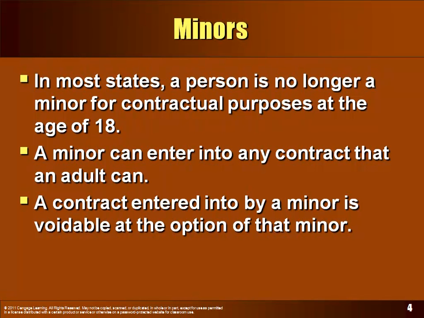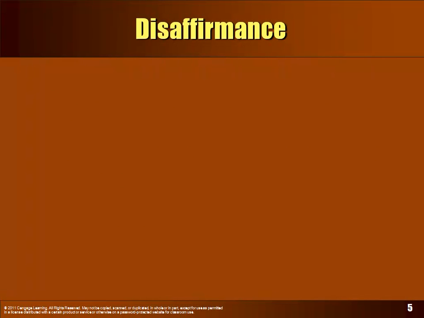Back to our point here. So it says on the last bullet, a contract entered into by a minor that they can enter into, that's lawful for them to enter into, is voidable at the option of that minor, not the adult. It's not a defense for an adult to say later, oh, I entered into a contract with a minor, I want to get out of it. Then you shouldn't have done it in the first place. So it's voidable only at the option of the minor.